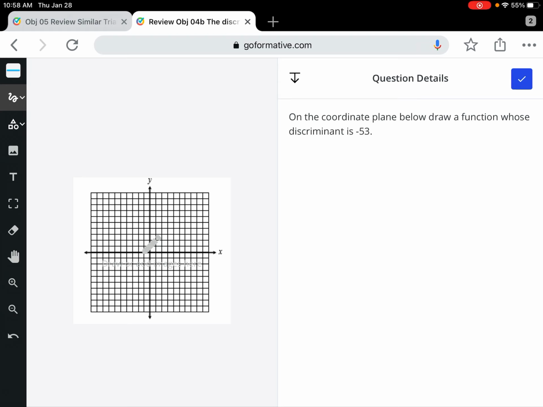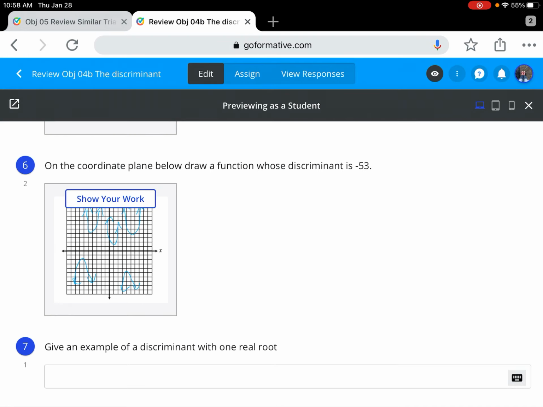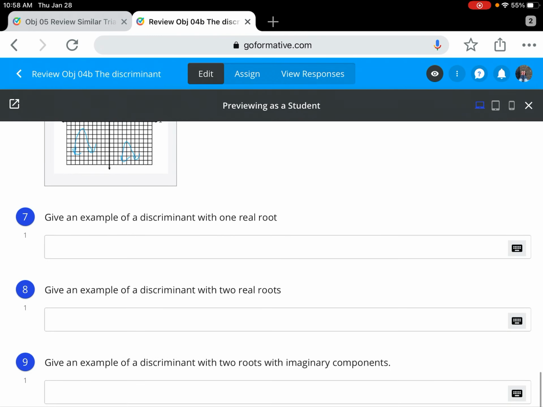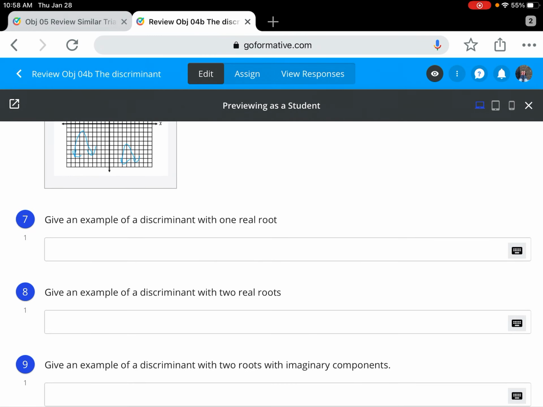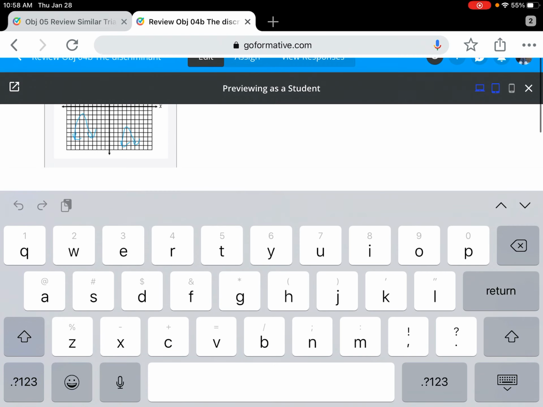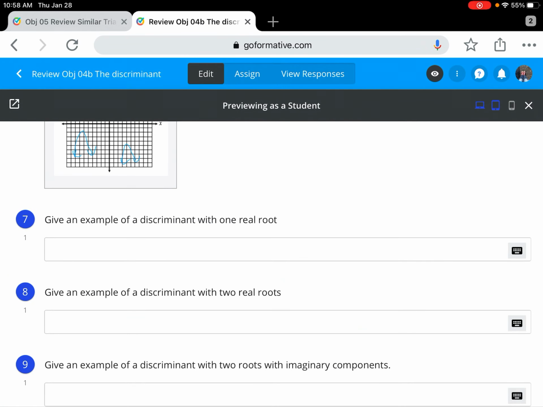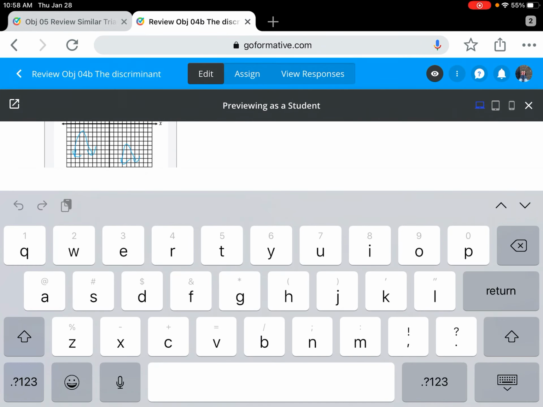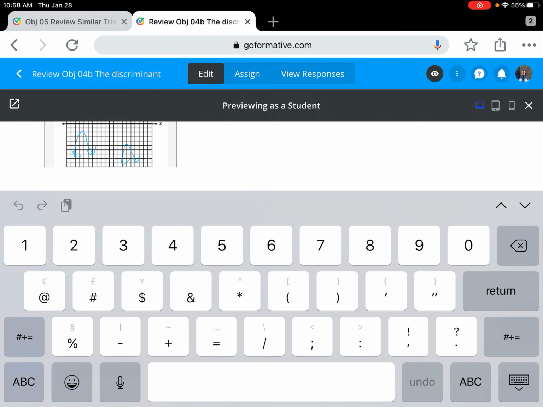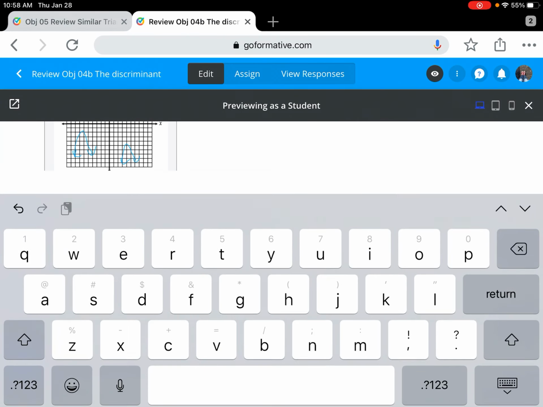So right there, or maybe you'd have one that's like this right here. Number 6, on the coordinate plane, discriminant is -53. Anything that you draw, as long as it didn't touch or wasn't going to touch the x-axis, is fine. It could touch the y-axis, so this guy would actually work. It's just the x-axis that's the problem. An example of a discriminant with 1 real root would be 0.